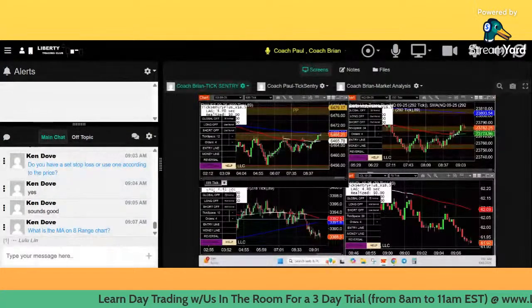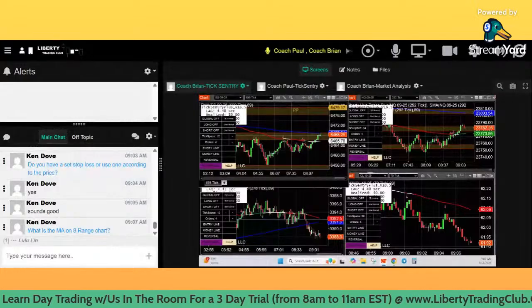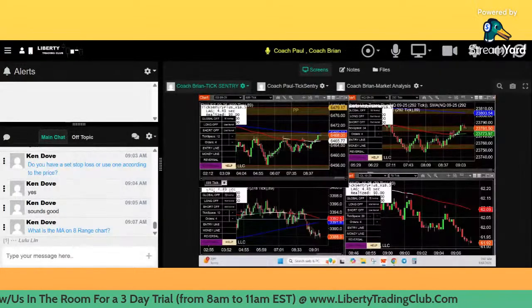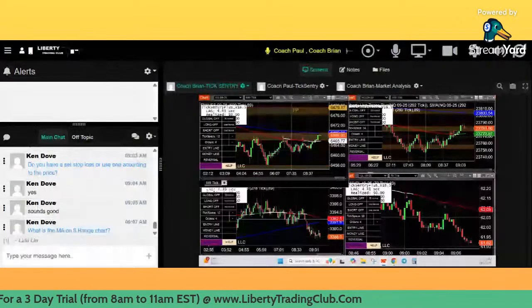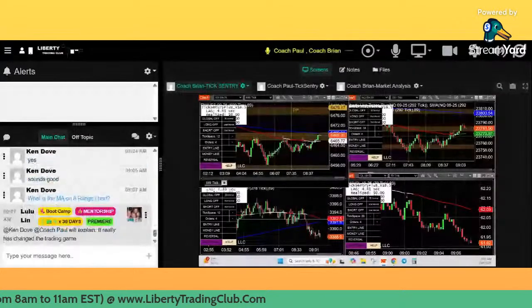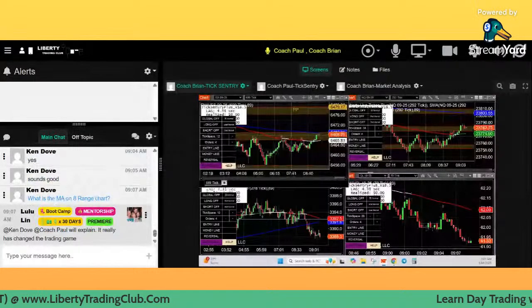So, for instance, a lot of times in the open, on a one minute candle, you've got one minute of the open. Whereas on a tick chart, we may end up with 20, 30 candles depending on the volume.